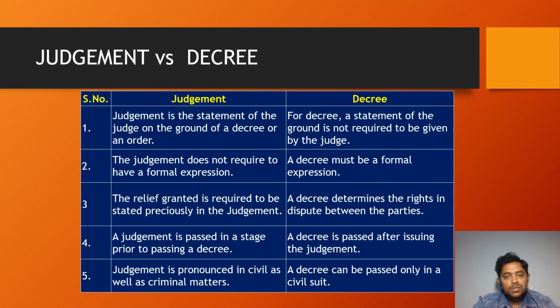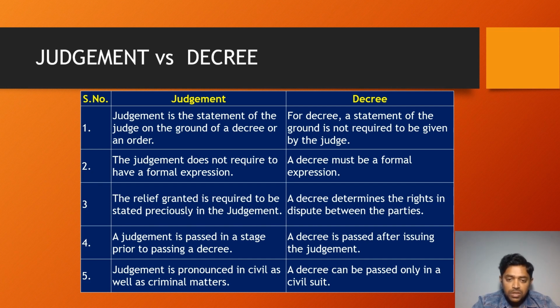Coming to the difference between judgment versus decree. A judgment is the statement of the judge on the grounds of a decree or the order. For a decree, a statement of the grounds is not required to be given by the judge. The judgment does not require a formal expression. A decree must be a formal expression. The relief granted is required to be stated precisely in the judgment. A decree determines the rights in the dispute between the parties.